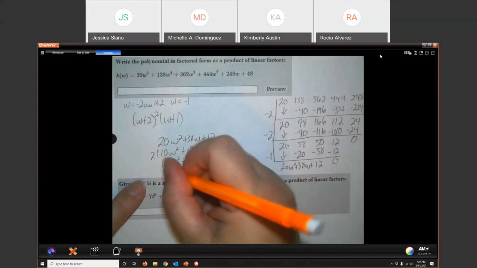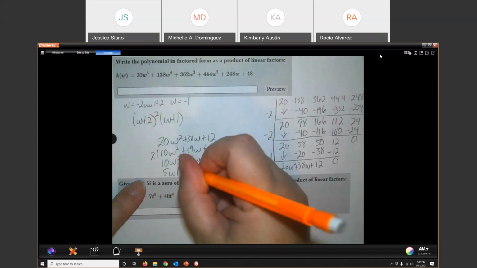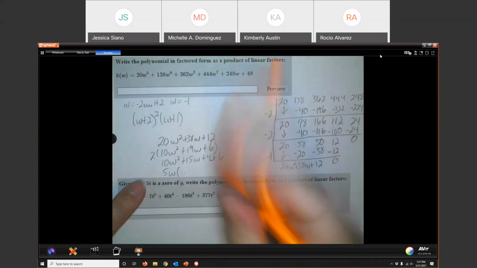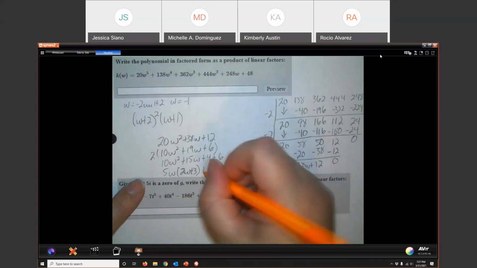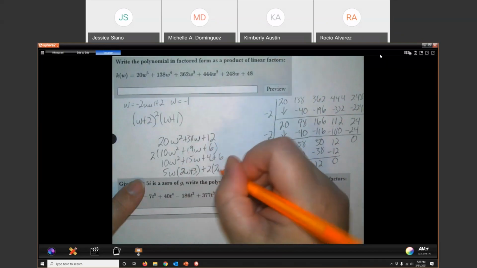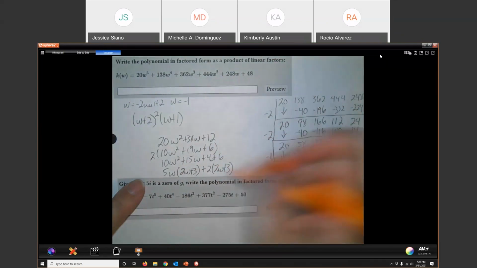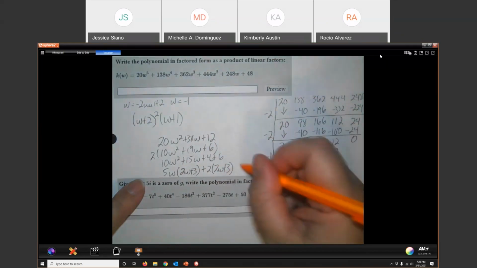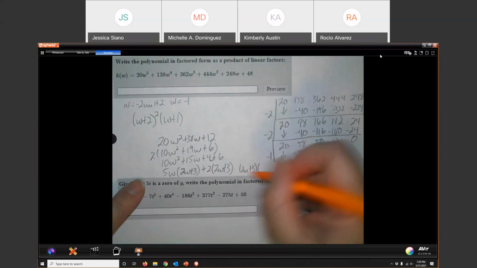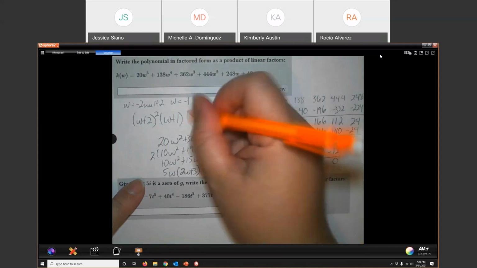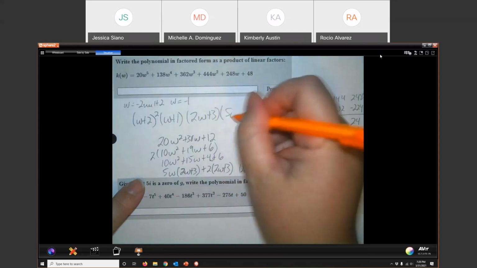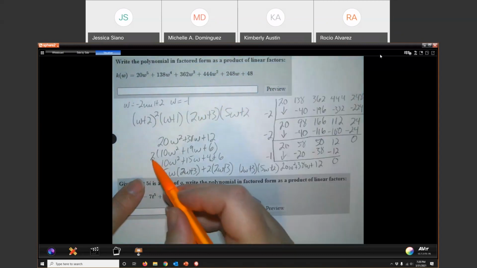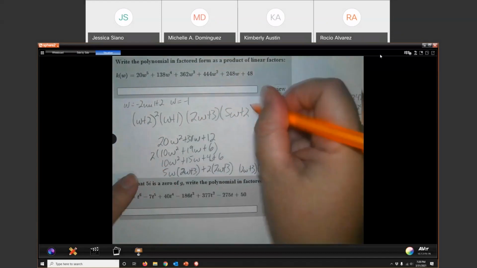So then these have a 5w in common. These have a 2 in common. And so then these have the 2w plus 3 in common. And then that would leave me 5w plus 2. So those are my last two linear factors. Don't forget to take that coefficient that I GCF'd out before and put it in front.